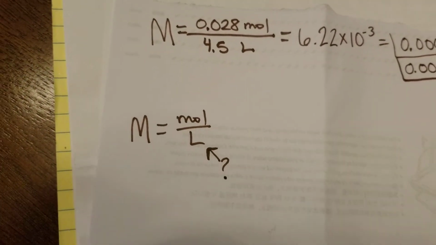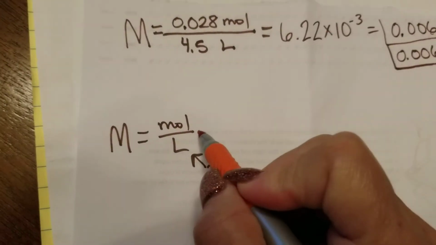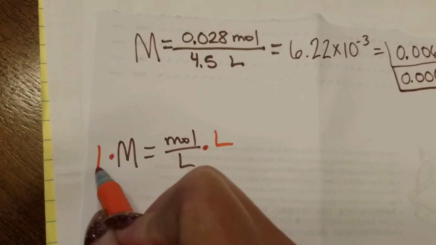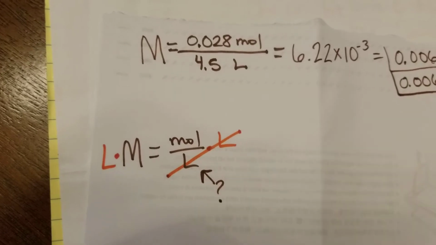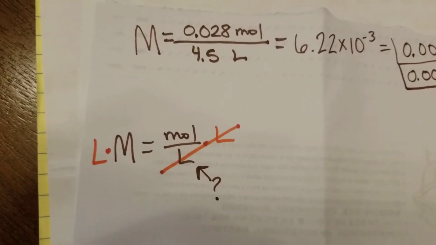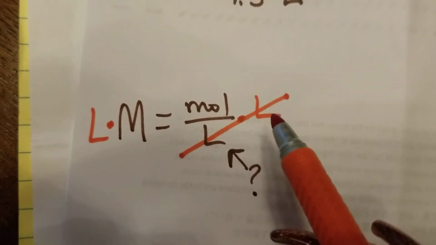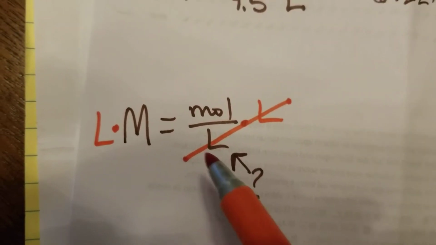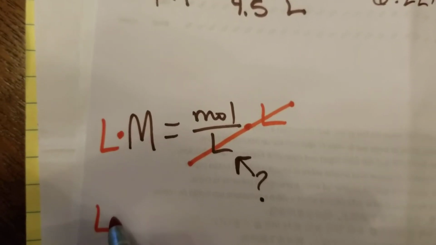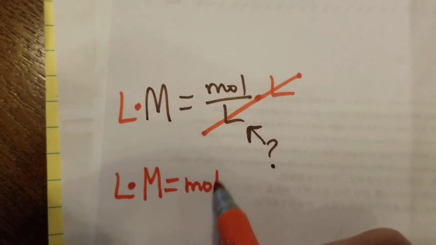You are going to multiply both sides by liters to cancel them out here. Okay, you might think that that's silly. You didn't want to cancel liters. Yes, you did. You wanted to get it out of the denominator. And that's what you did. By doing that, it is no longer in the denominator. Now what do you have? Now you have liters times molarity equals moles.